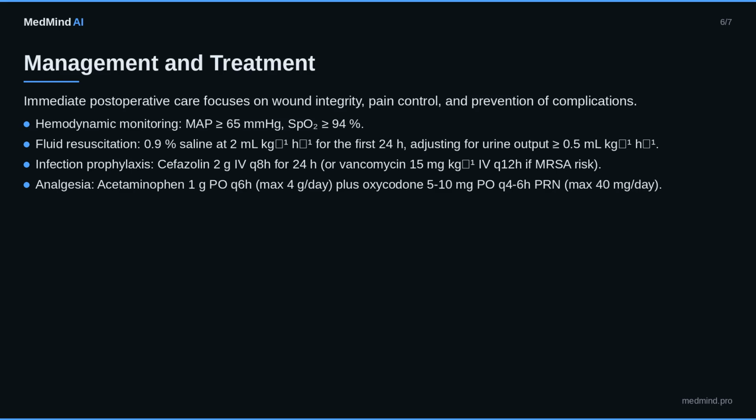Fluid resuscitation, 0.9% saline at 2 ml/kg/h for the first 24 hours, adjusting for urine output greater than or equal to 0.5 ml/kg/h. Infection prophylaxis, cefazolin 2 g IV every 8 hours for 24 hours, or vancomycin 15 mg/kg IV every 12 hours if MRSA risk. Analgesia, acetaminophen 1 g PO every 6 hours, max 4 g/day, plus oxycodone 5 to 10 mg PO every 4 to 6 hours PRN, max 40 mg per day.